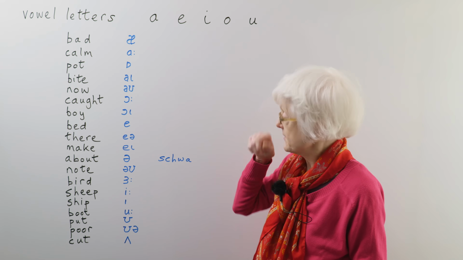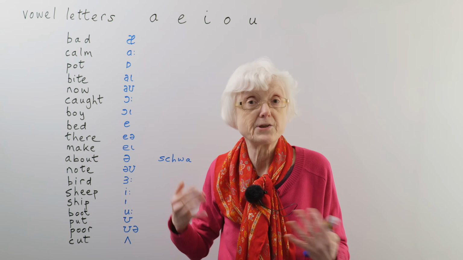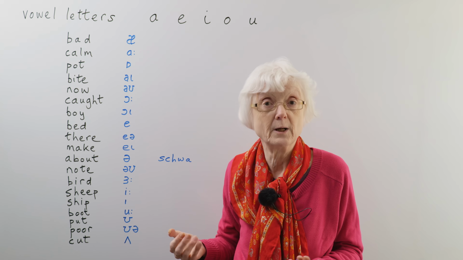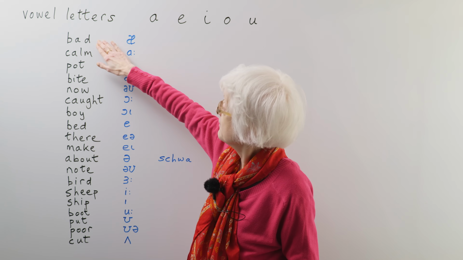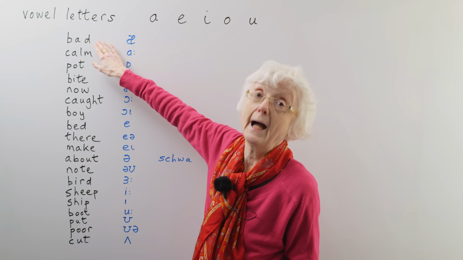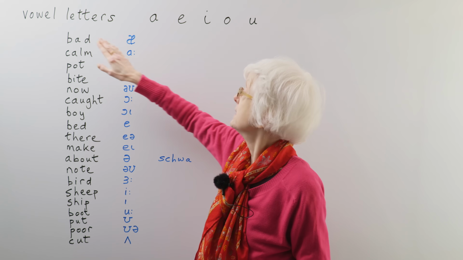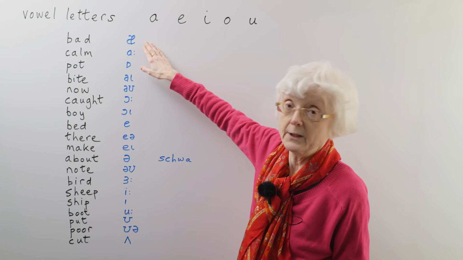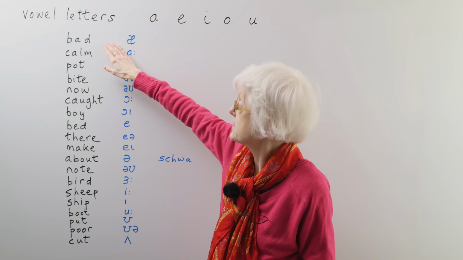Okay. And then the words we've got here as examples are very familiar words, I hope. They're not obscure words. So, okay, let's have a look. First of all, we have the word bad. So, a, as in bad. That's one use of the letter A as a vowel sound, bad.